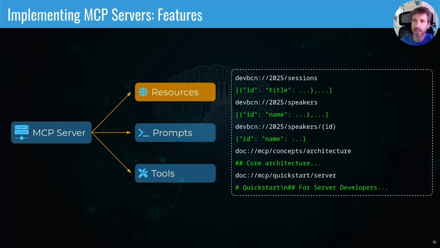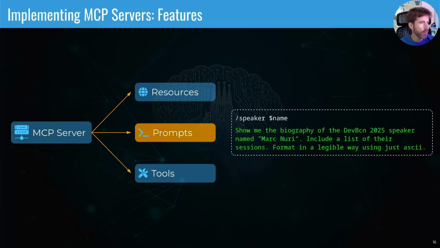Same as we can return JSON information, we could also return Markdown. So in this case, we could have this other URI with documentation, MCP, concepts, architecture, and return a Markdown document. It doesn't matter what kind of information your resource returns, as long as your LLM is capable of understanding it.